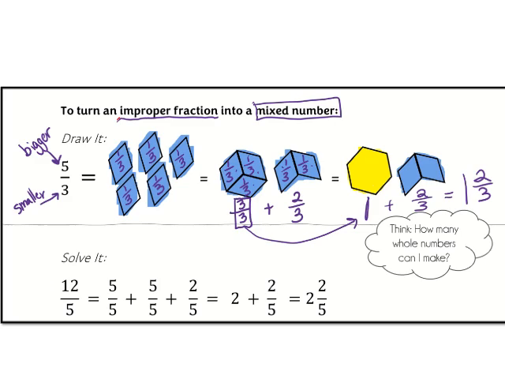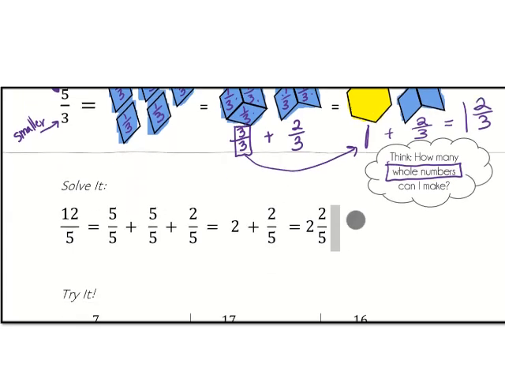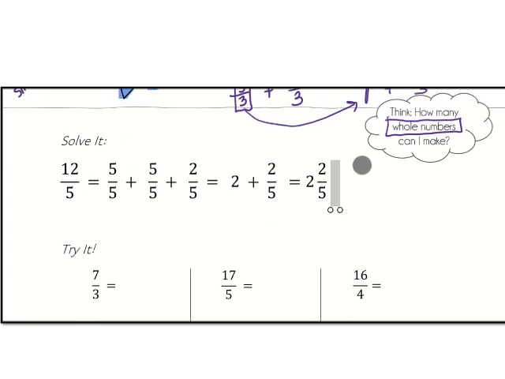While working through this, I'm constantly thinking, how many whole numbers can I make? That's the goal of forming a mixed number. You're just looking at your big fraction with a numerator bigger than the denominator and asking yourself, how many whole numbers can I make? Now, sometimes that works out great, and I can use my pattern block pieces and push them together, or I can draw them. But sometimes when working with a denominator, that's a little trickier. So let's look at a mathematical way to solve it without drawing or using pattern blocks.